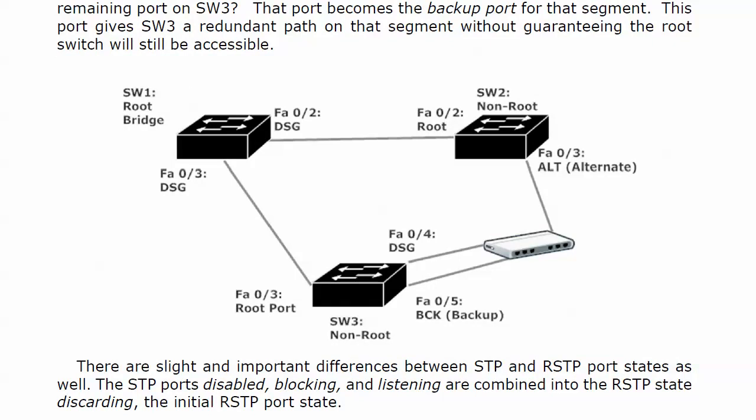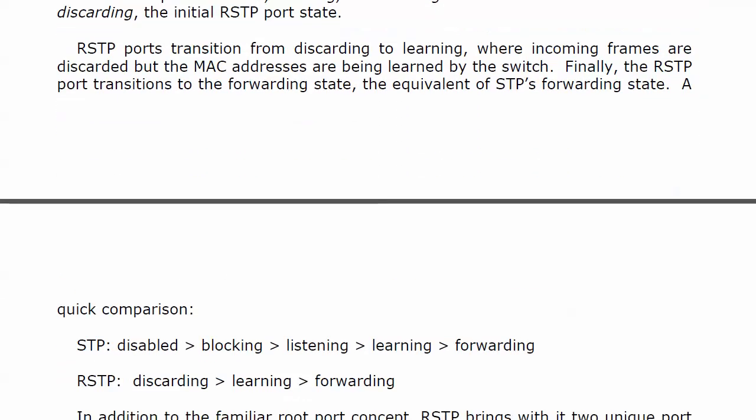You want to watch this on the exam. They're not going to try to trick you, but if they're asking about STP port states, we can't give them RSTP port states. If they're asking about RSTP port states, we can't give them STP states. The STP ports disabled, blocking, and listening are combined into the RSTP state discarding, which is the initial RSTP port state. Now, RSTP ports transition from discarding to learning, and that's where incoming frames are discarded, but the MAC addresses are being what? Learned by that switch. And then finally, the RSTP port transitions to forwarding, which is the equivalent of STP's forwarding state.